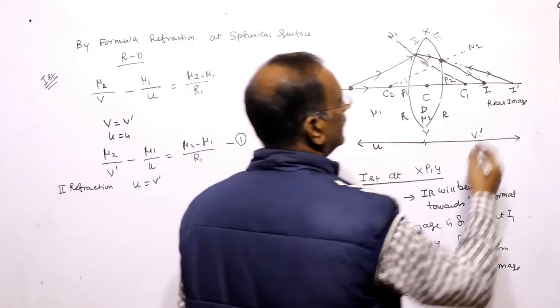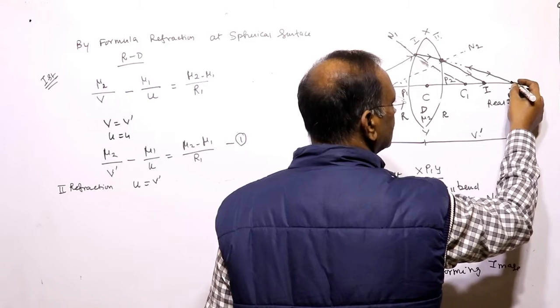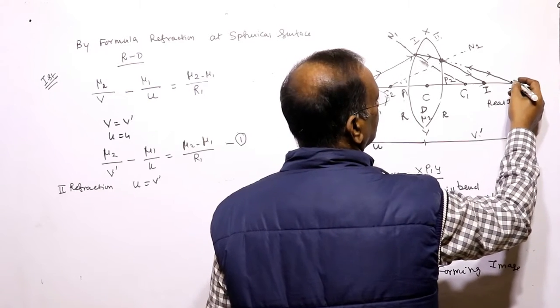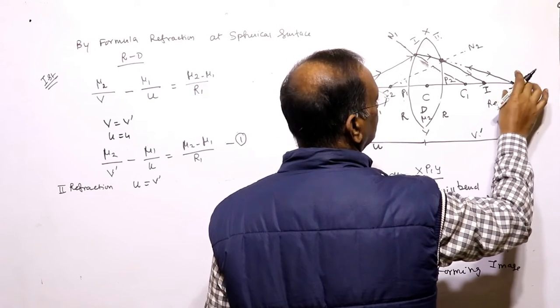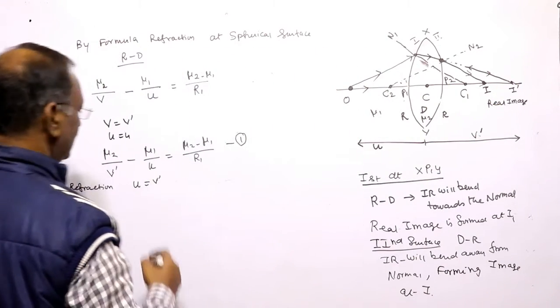Note carefully the virtual object for the second surface. The image formed here acts as a virtual object. The real image acts as a virtual object. So the object distance from the optical center is V dash. V is equal to V dash.